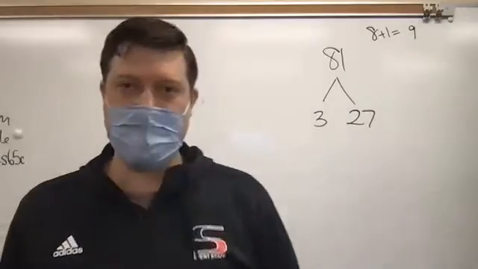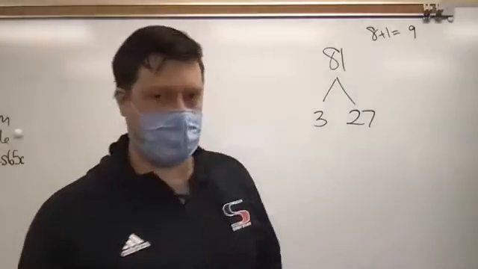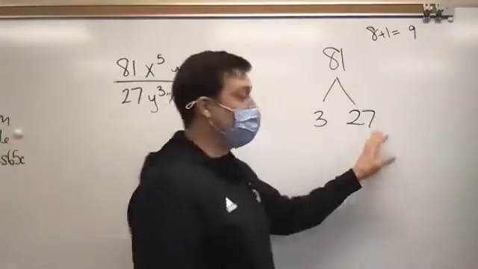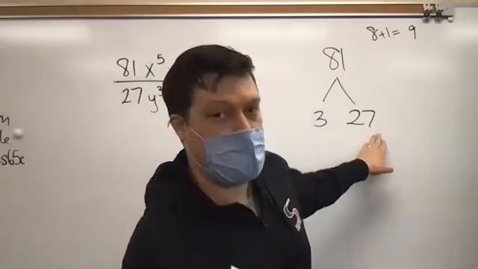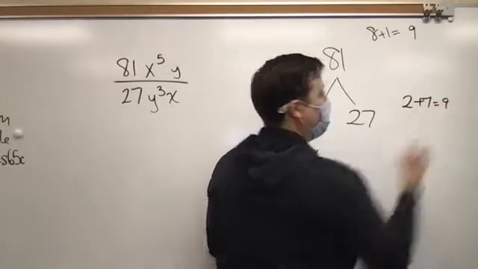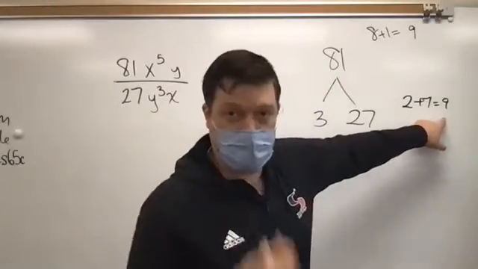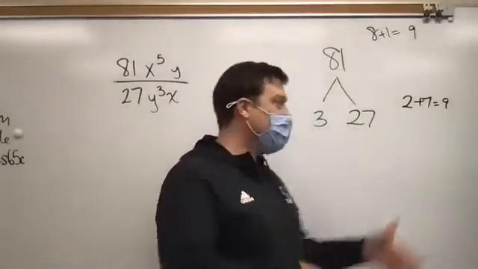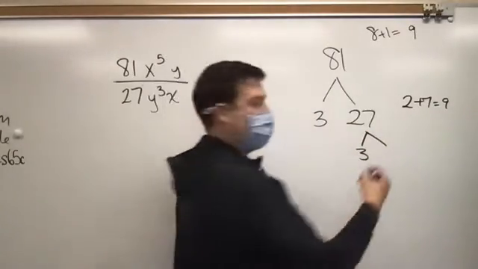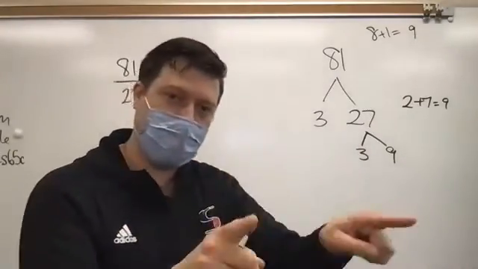Turns out 81, when you split a factor of 3 away from it, you're left with 27. 3 is a prime number, so it's done. But 27 is not prime. Can we divide 27 by 3? Yeah. Add the digits together. If the digits add up to a number that's divisible by 3, then 27 is divisible by 3. It turns out it's 3 times 9. And then last of all, we know that 9 is divisible by 3, so we're going to continue splitting it.